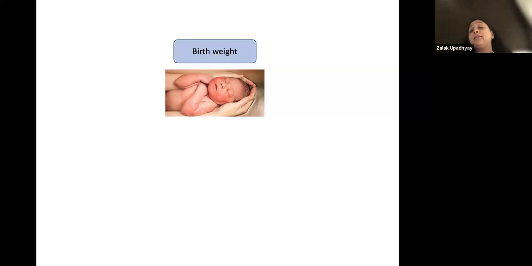Some SGAs take 3 to 4 years. So if they don't catch up by 4 years of age, the guideline is we need to evaluate and they may need growth hormone therapy. So this is important. Birth weight is very important when you take history, but you have to look for catch up. Now, what is catch down?